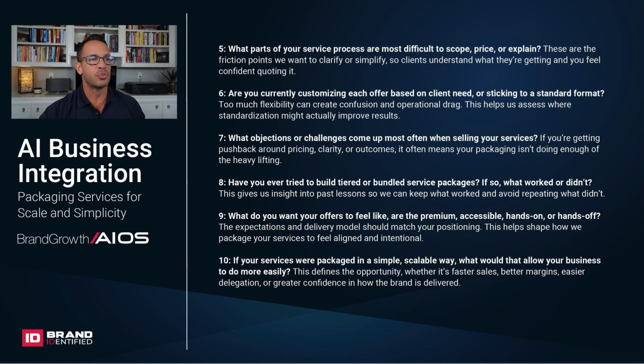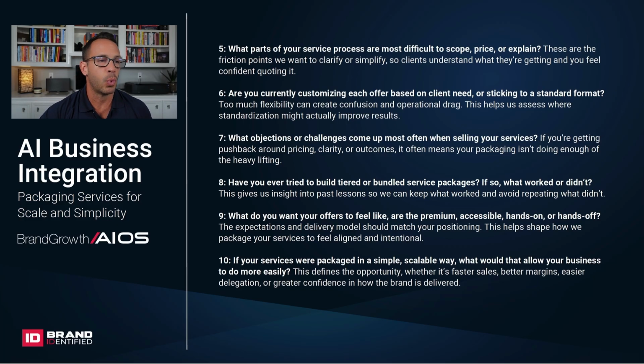Question number 5 is, what parts of your service process are most difficult to scope, price, or explain? These are the friction points that we want to clarify or simplify so clients understand what they're getting and you feel confident quoting it. Question number 6 is, are you currently customizing each offer based on the client's needs or sticking to a standard format? Too much flexibility can create confusion or operational drag. This helps us assess whether standardization might actually improve your results.